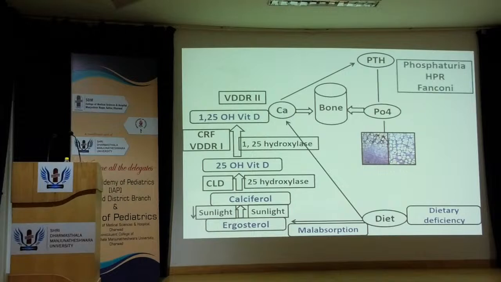Coming to this side, independent of calcium, independent of vitamin D, there are certain diseases where there is phosphaturia, phosphate excretion, which causes rickets. Phosphate is needed, right? If there is hypophosphatemia, there will be bone disruption. So these diseases are hypophosphatemic rickets and fine polycythemia, where there will be excess phosphate excretion independent of PTH and independent of calcium. Clear? This is phosphopenic.